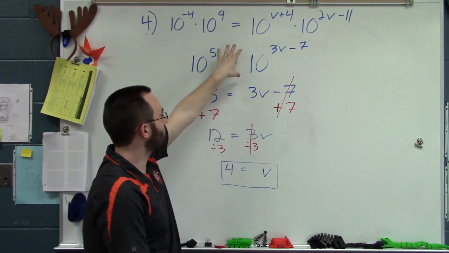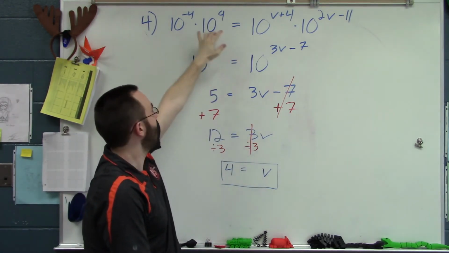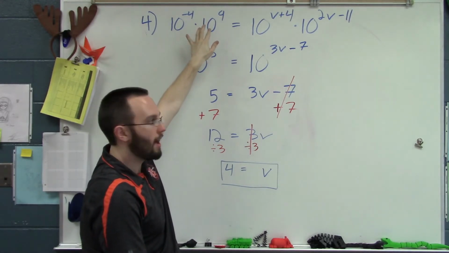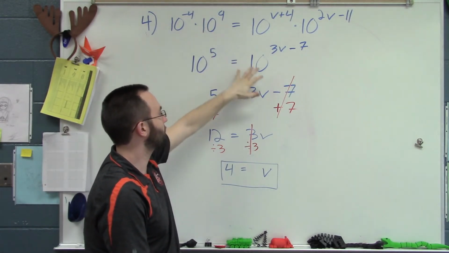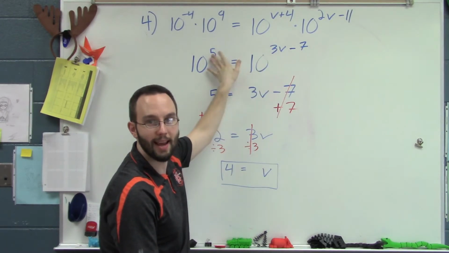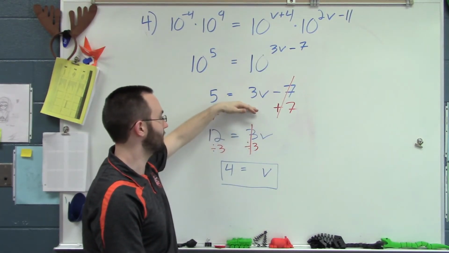So again, we start with that product property, adding our exponents together. And then once I have 10 to a power equals 10 to a different power, well, I can take those two exponents and just set them equal.